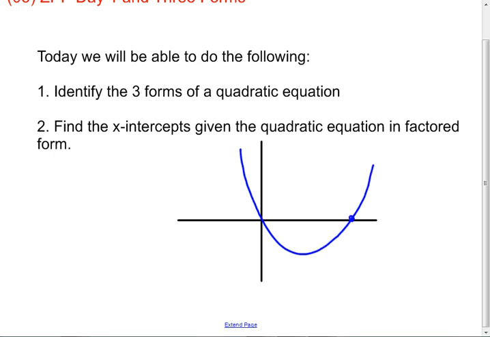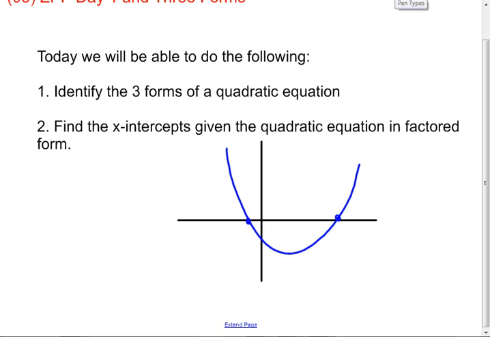You know what? I don't like that. Let's move it over a little. There we go. Now, this is the x-intercept, right? And that's the x-intercept. There's two of them. Will there ever be more than two? No, the parabola always looks like this.